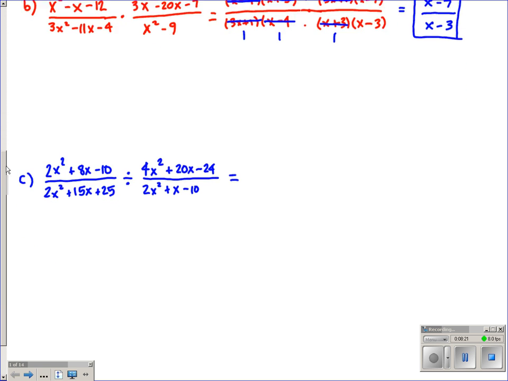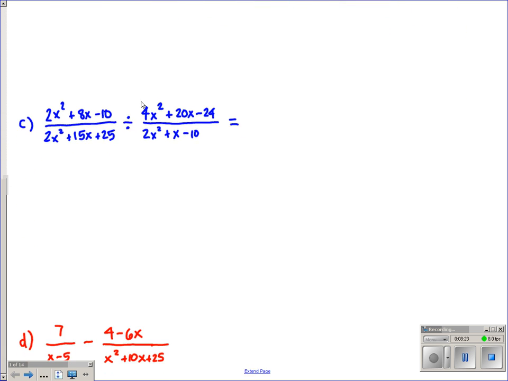Moving on to C here. Now C is a division problem. And remember, when you're doing division, a lot of people find it easier to just go ahead and rewrite it as multiplication before you start doing anything else. So I'm going to go ahead and do that with this one. If you think about the problem, 10 divided by 2 equals 5.